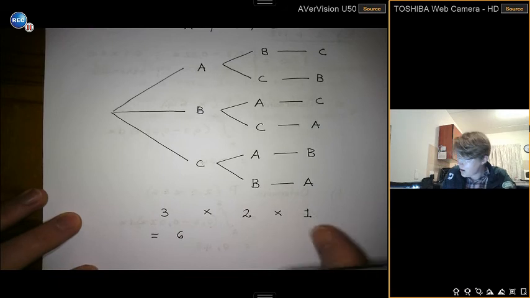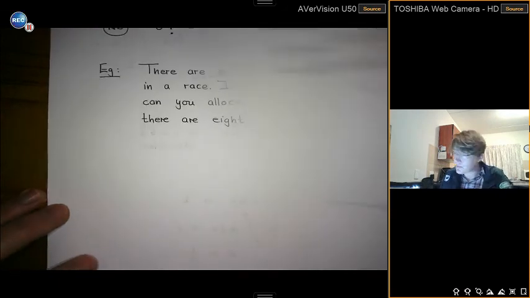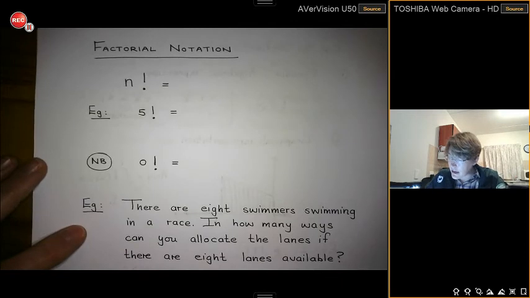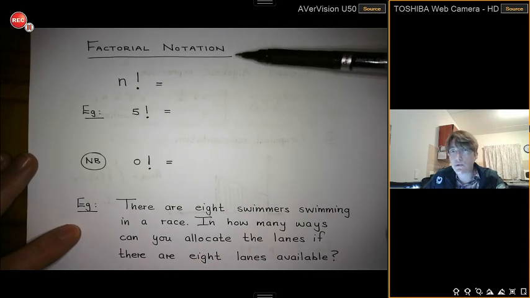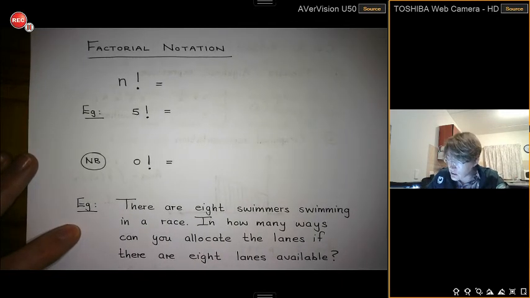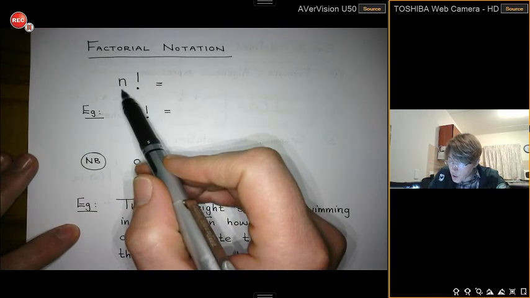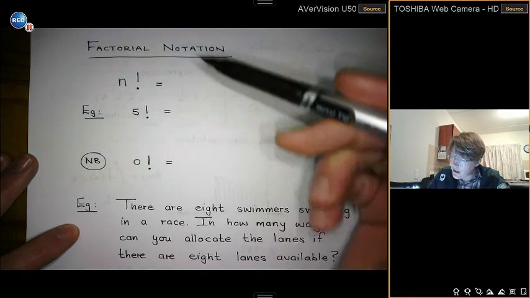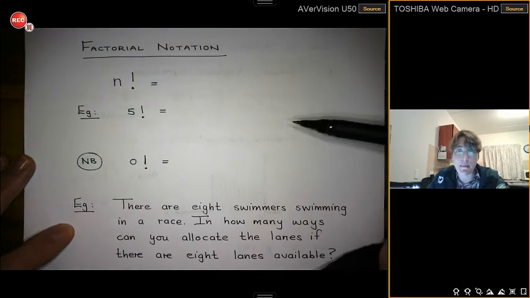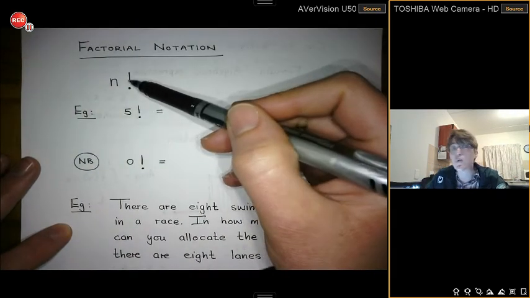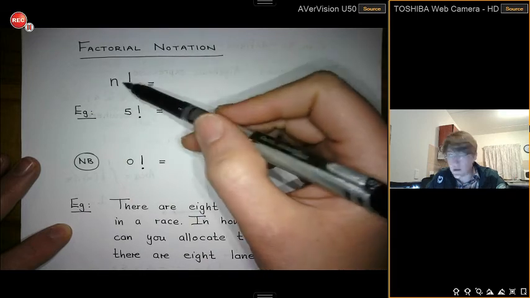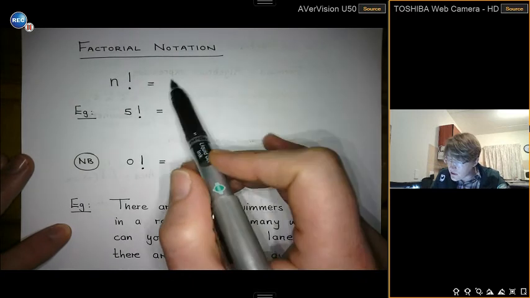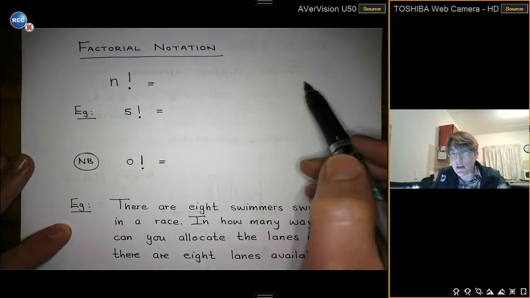Right, now the next thing we have to talk about is a certain notation in mathematics. That notation is called factorial notation. So if I write any number with an exclamation mark next to it, that is actually not an exclamation mark in mathematics. That is what we call factorial notation. Now I'll talk just now about what the definition of n factorial is.